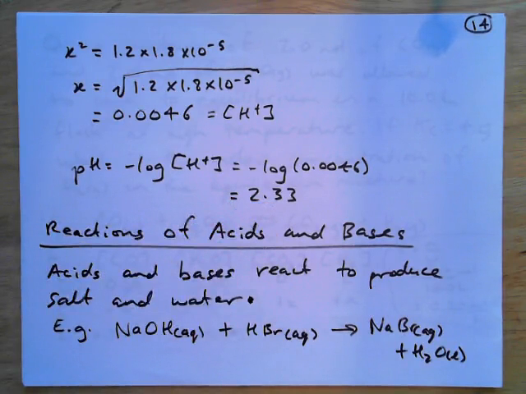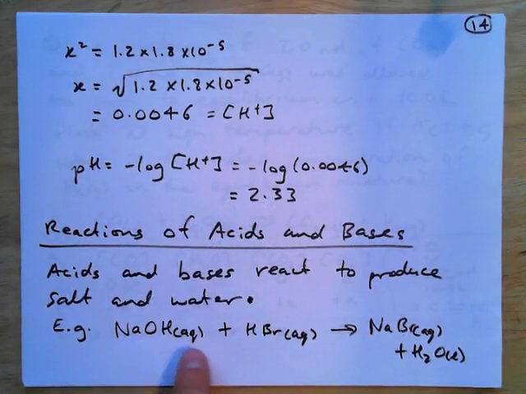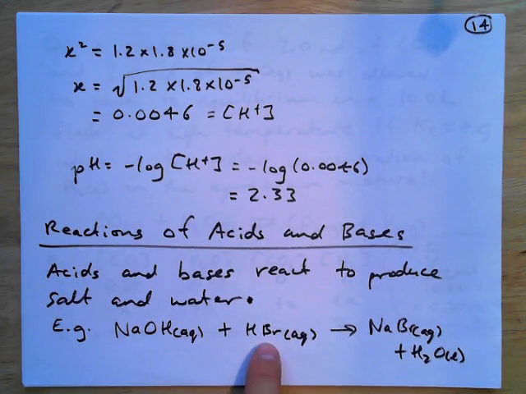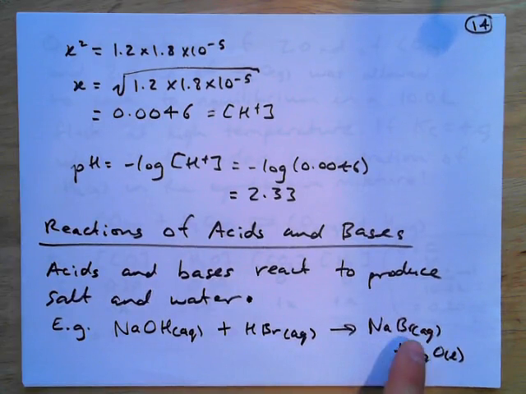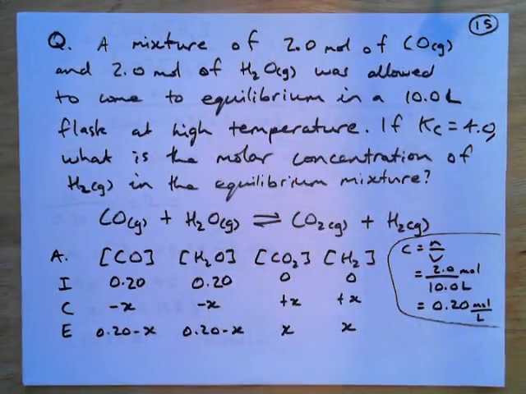Okay, so now let's have a look at reactions of acids and bases. If you put acids and bases together, you're going to get salt and water. Okay, so let's have a look at sodium hydroxide. That's our base. We add it to hydrobromic acid. It's going to give us sodium bromide. As an aqueous species, this is just going to be sodium plus cations and bromide anions just floating around, and liquid water. So just remember that an acid and a base gives you a salt and water.